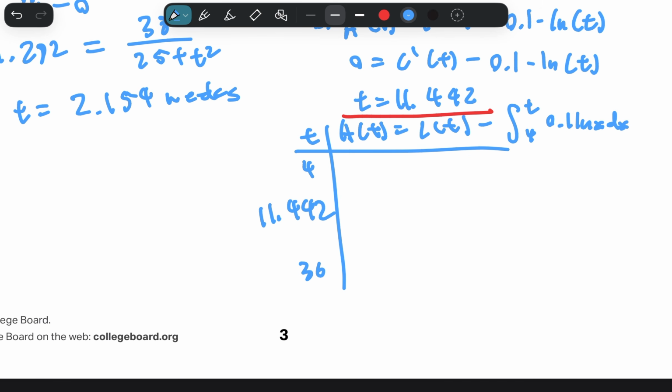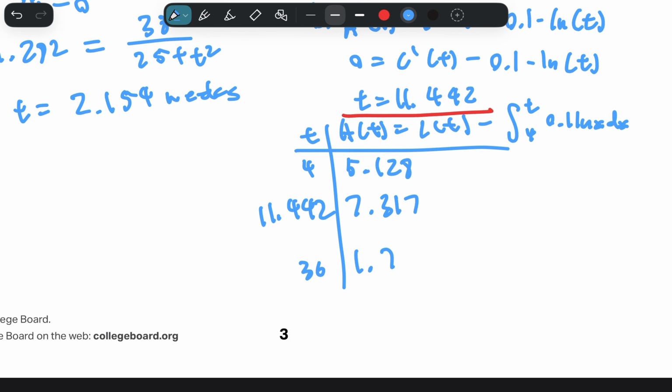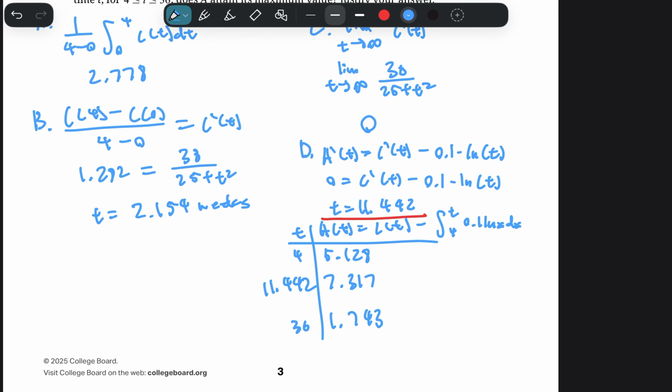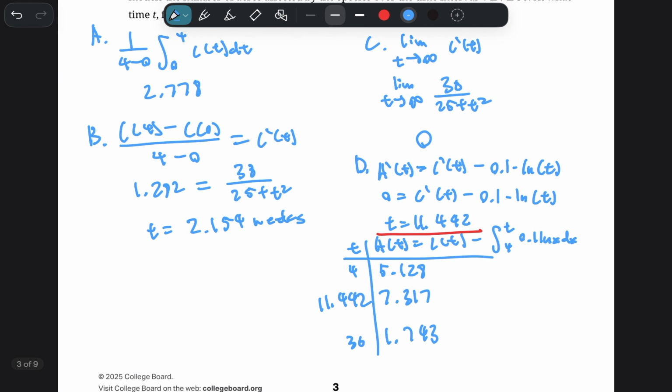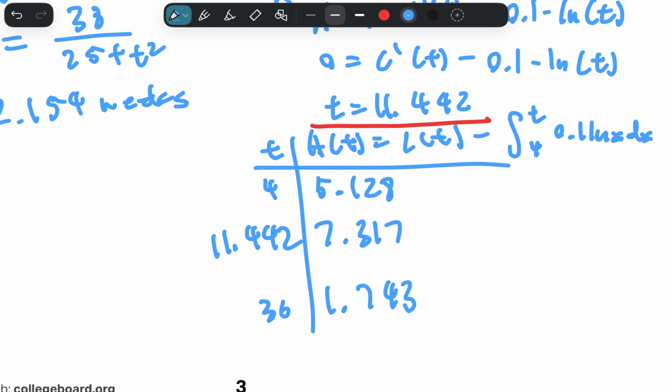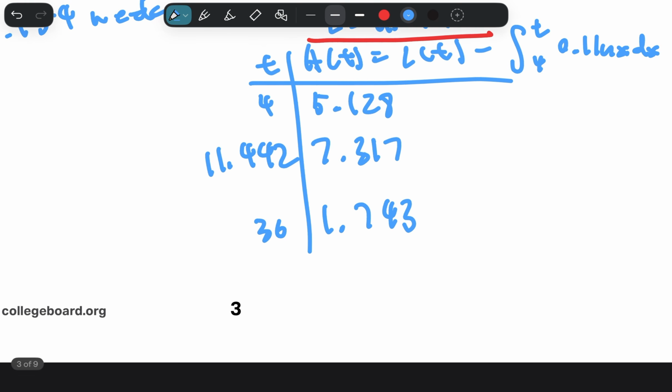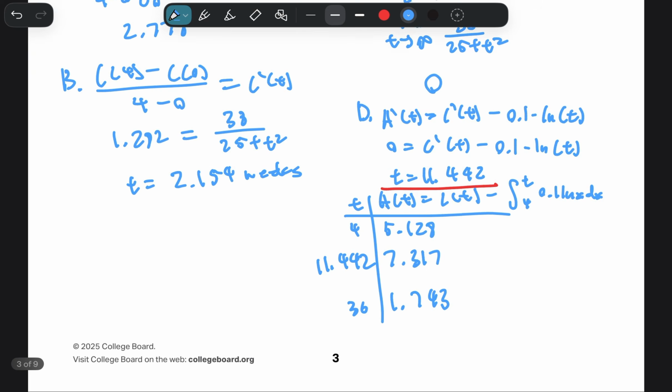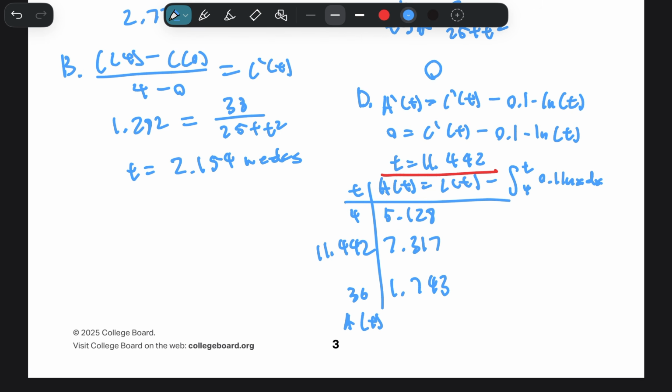So A of 4 is roughly equal to 5.128 after putting that into a calculator. A of 11.442 is roughly equal to 7.317. And A of 36 is roughly equal to 1.743. So from looking at all these values, we see that at t equals 11.442, A of t is the largest, which means that A prime of t is 0 there, and it's going to be a maximum, right? Because 7.317 is the largest. So we can say A of t attains its maximum.